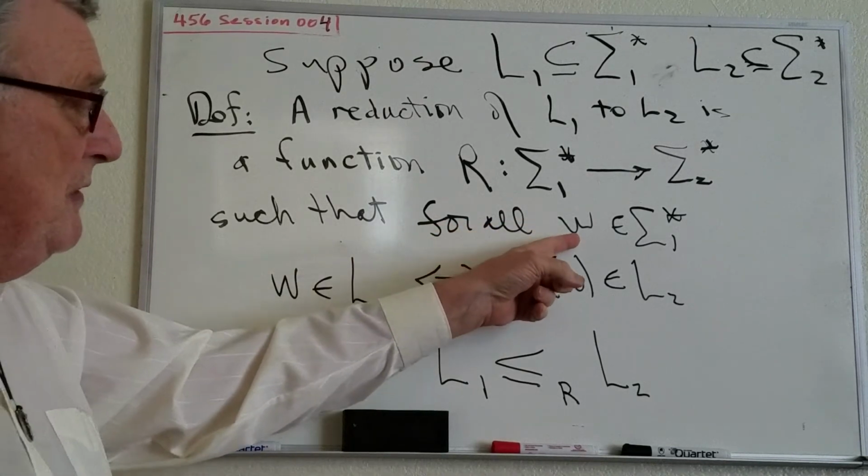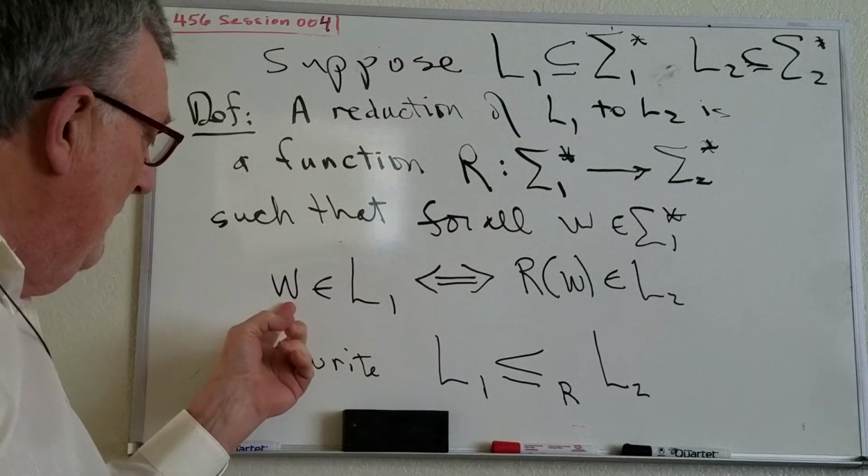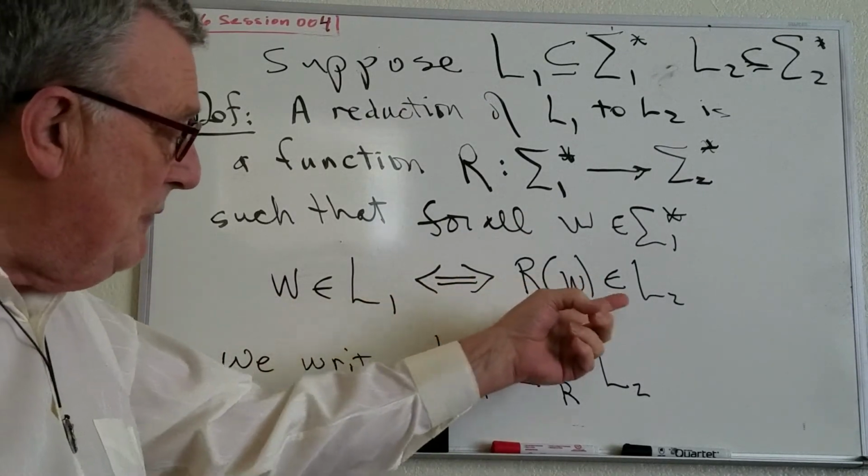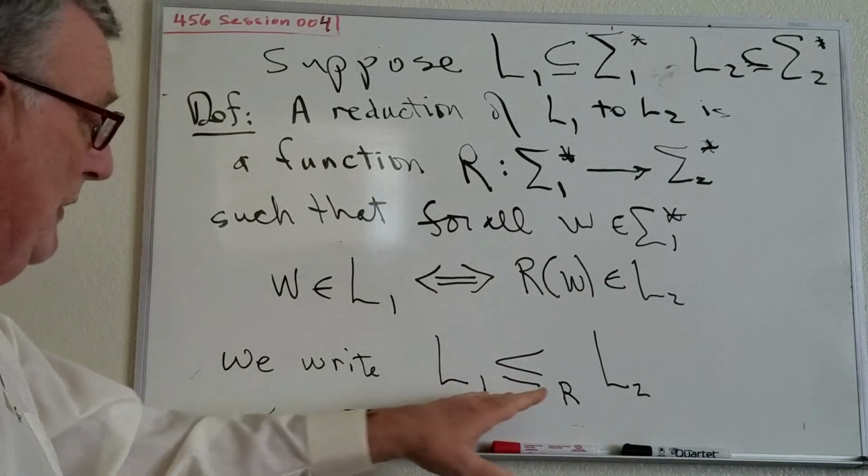which has a property that if W is any string over sigma 1, then W is a member of the language L1 if and only if R of W is a member of the language L2. And we write that this way.